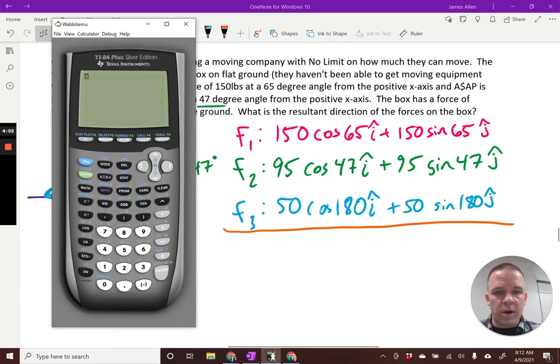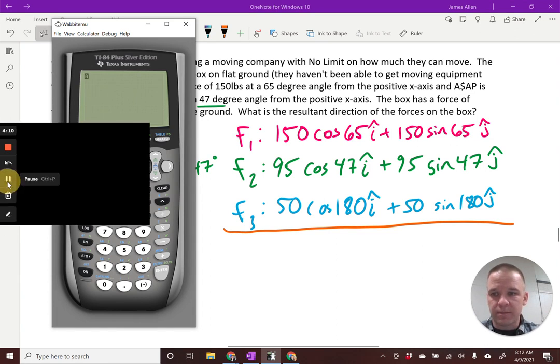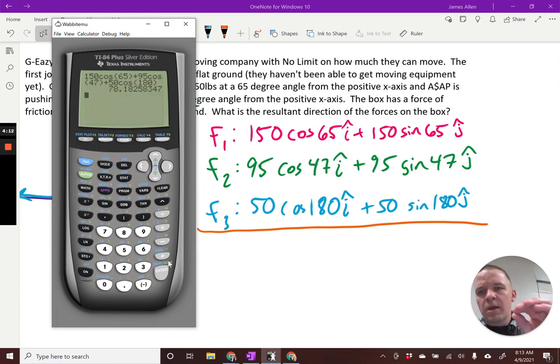All right. So we're going to take all of our cosines, all the i hats, and add them together. I'm going to pause so I can type them all in, because that takes a little while. All right. So add them all together. Make sure you're closing your parentheses at the end of each one. Otherwise, it'll be part of that cosine function. We don't want that. So add all three of them together. I got 78.182583, and so on.